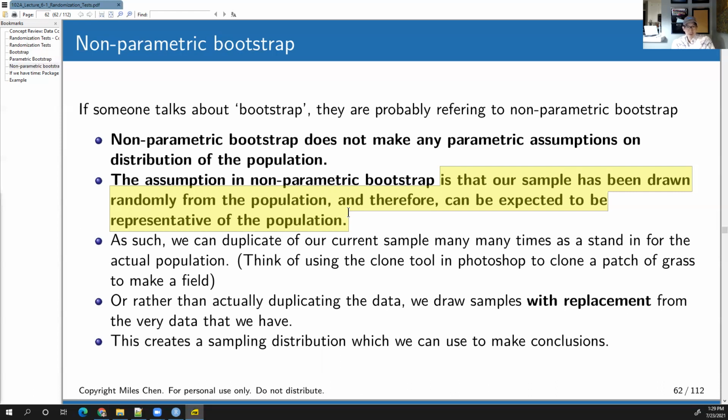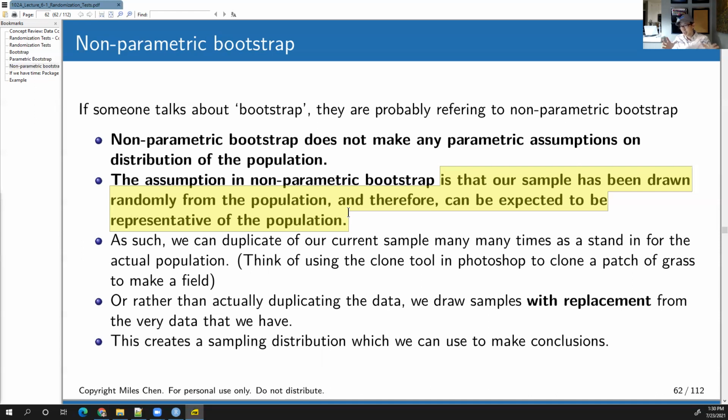Okay, and if you feel comfortable saying that my sample is representative of the population, then you can do non-parametric bootstrap. And if your sample is randomly drawn from the population, you don't really have any reason to believe that it's not representative, right? If it's a random sample, okay? But if it's not a random sample, maybe you should be worried, okay?